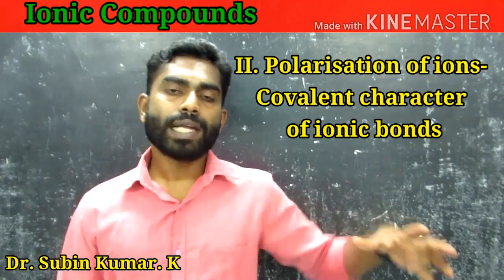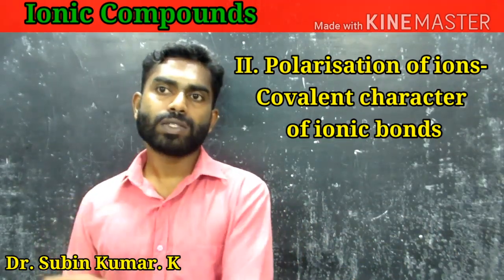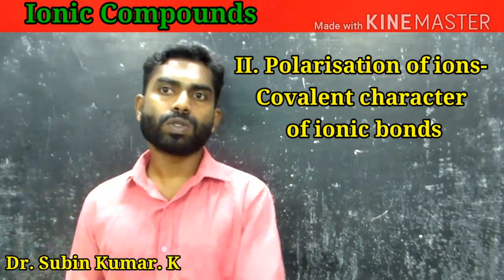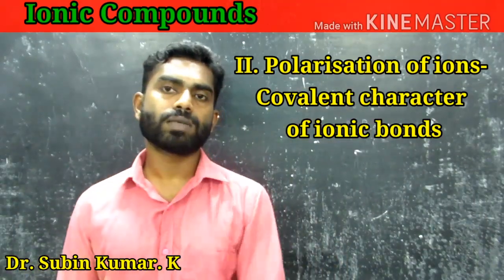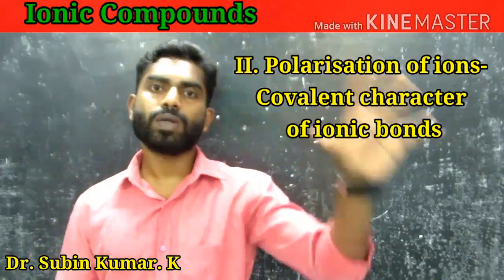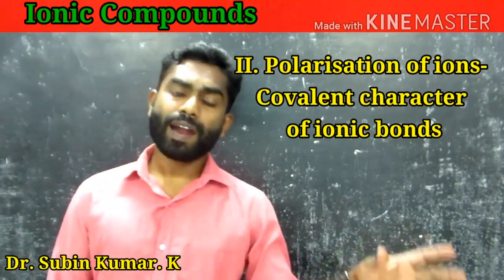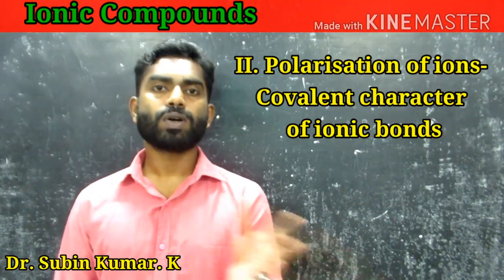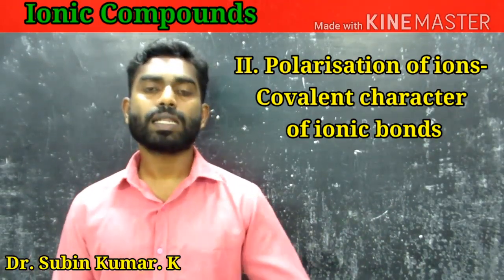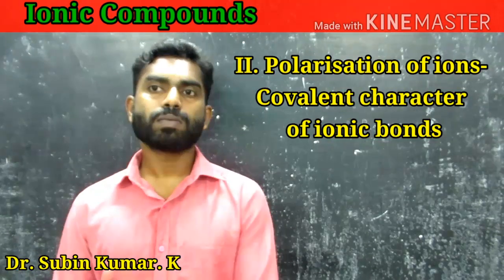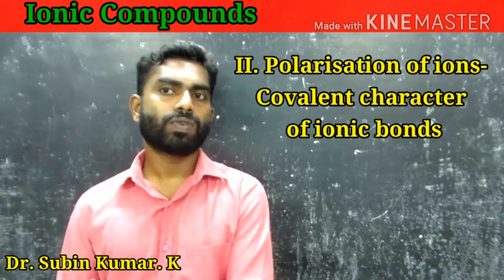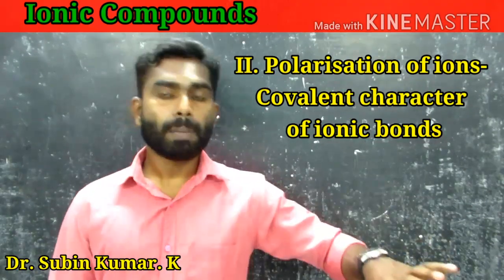Now, in isolated cations and isolated anions, the electron cloud is spherically symmetrical around the nucleus. But in ionic compounds this spherical symmetry is lost.